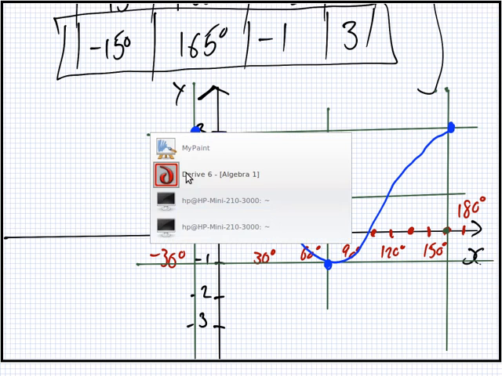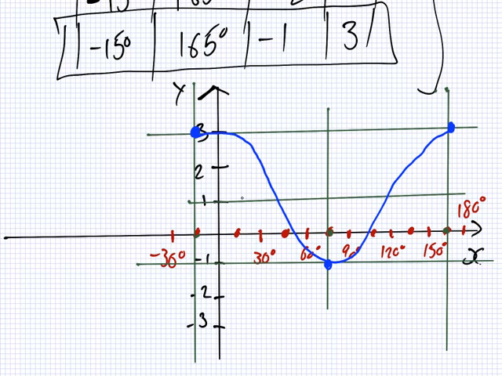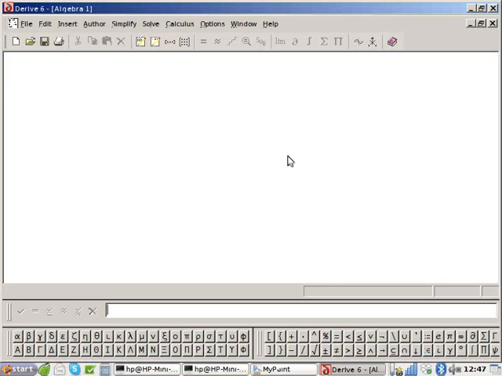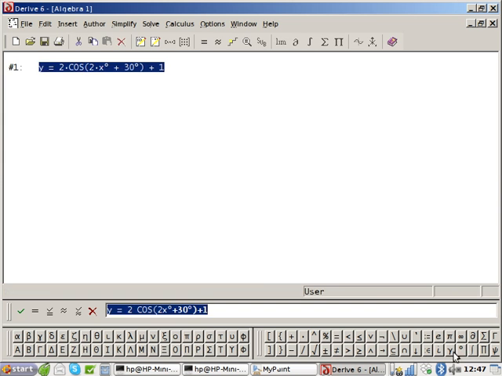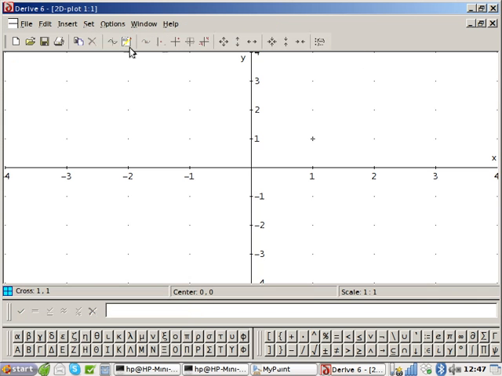Now, I'm going to draw this graph just to make sure it's right. So, can you just call out the formula, please? What was it? Y equals 2 cos 2x degrees plus, well, give me the original, 2x plus 30, was it? Plus 1. So I'll graph this, and then I need to zoom out.